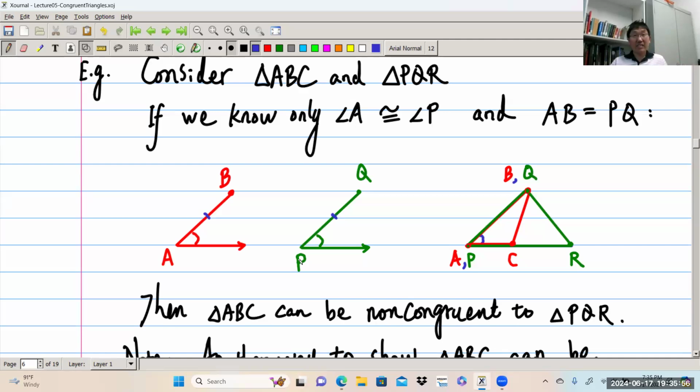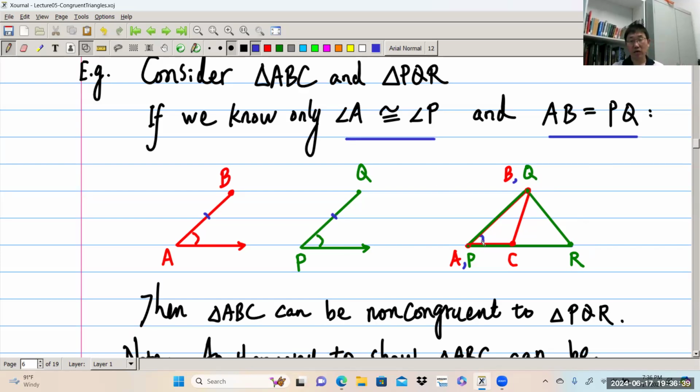But now I have so little information, okay? The answer is no. Can you see, right? I can draw two triangles, ABC, this red triangle. AB matches PQ. Angle A matches angle P, but obviously in this figure, triangle ABC is not congruent to triangle PQR, because I can make AC shorter than PR, since we don't know anything about these two sides, AC and PR. So you can draw these two triangles to satisfy the given information. Do you see that?